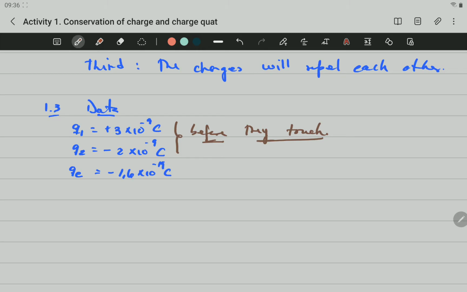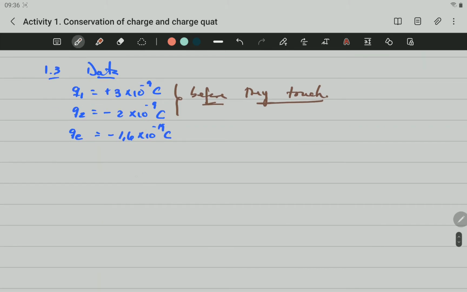When they touch, the charge will rearrange and is different. So we have to calculate the new charge of those two spheres when they touch. Q new is going to be equal to (Q1 plus Q2) divided by 2. And that will give us the final charge of each sphere.